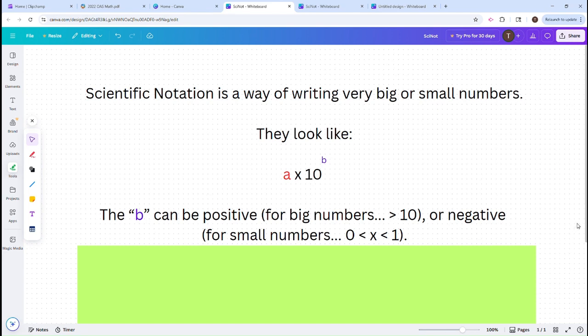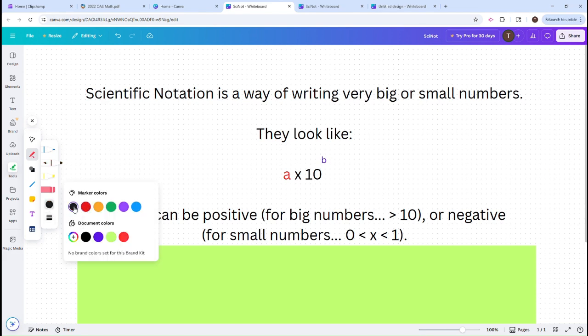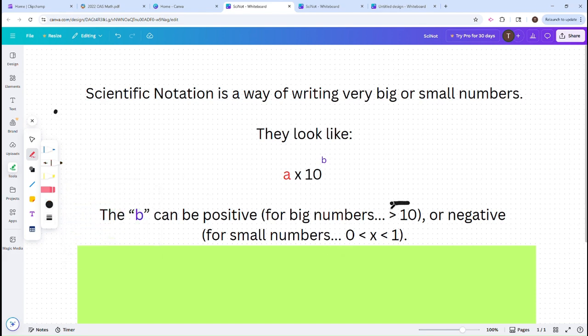Now, for big numbers, and you've got to kind of forgive me here, I picked greater than 10, and that's technically correct. Any number bigger than 10, or 10 or larger, can be put in scientific notation. So, literally, 10 is the first number that you can put into scientific notation. It is the smallest number you can put in scientific notation with a positive exponent.